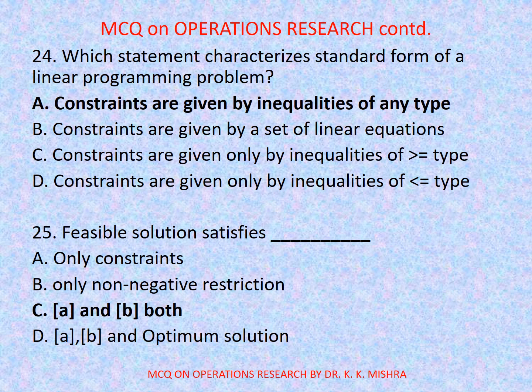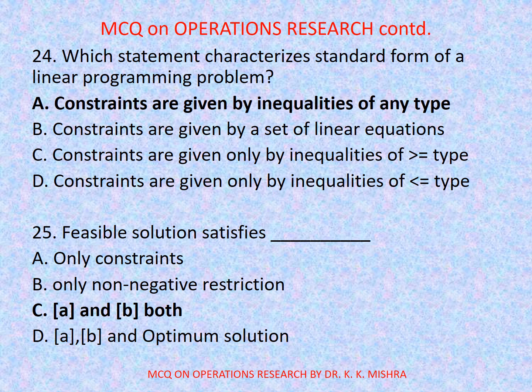Question number 24. Which statement characterizes a standard form of a linear programming problem? Options are A, constraints are given by inequality of any type, B, constraints are given by a set of linear equations, C, constraints are given only by inequality of less than or equal to type. Earlier it was greater than or equal to type, now you see it is less than or equal to type. So correct option is A, constraints are given by inequality of any type.